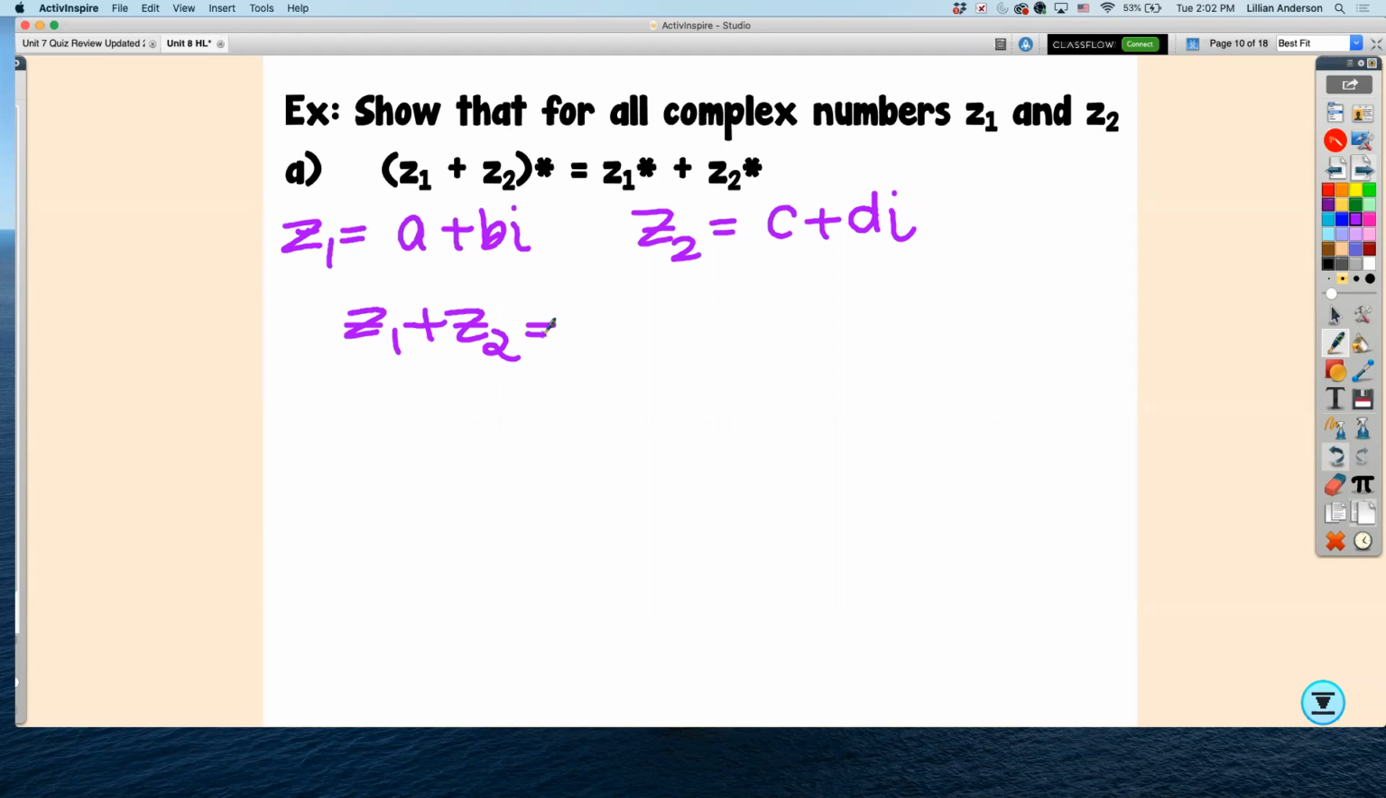They're not conjugates of each other. How would I add these? A plus C. Exactly. If A, B, C, and D were numbers, this is essentially what I would do, right? I would add the reals, add the imaginaries, and attach the i on the back of the imaginary, right? So now I want the conjugate.